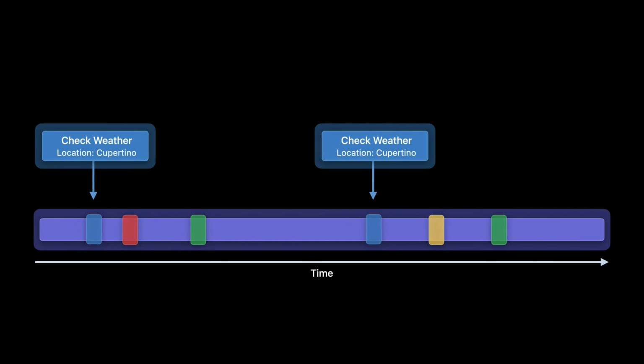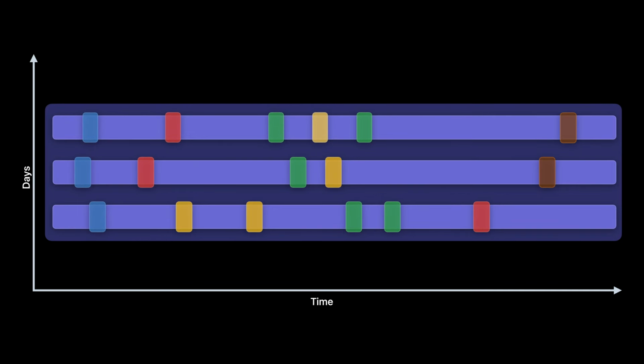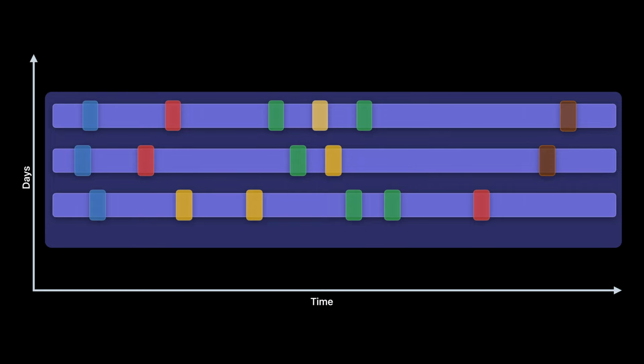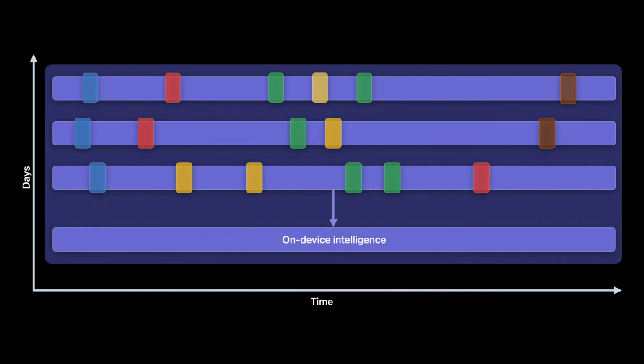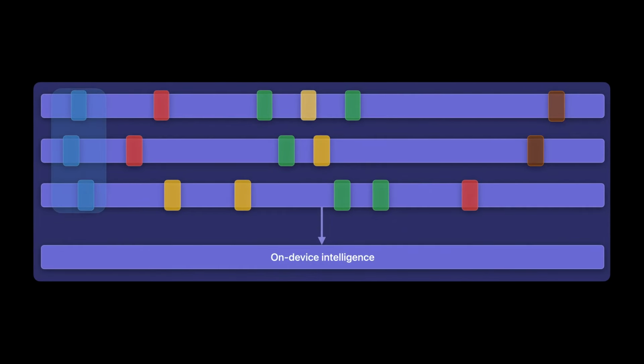So how are all these intent donations used by the system? Let's take a high-level view of the donation history the system sees across multiple days. Here you can see 3 days of donations for a person and the donations that occurred throughout the day, starting with when they woke up. The system uses machine learning and on-device intelligence to find patterns in the data and predict what intent is relevant, given a person's current context and past behavioral patterns. In this case, you can see that this person has a pattern associated with checking the weather after they wake up.